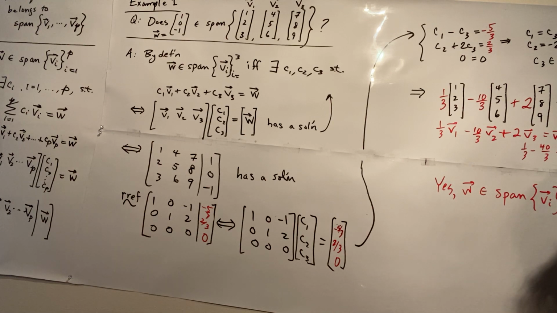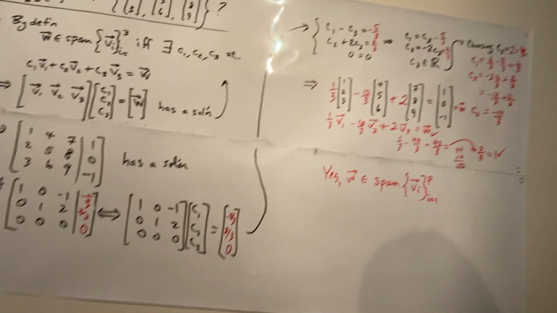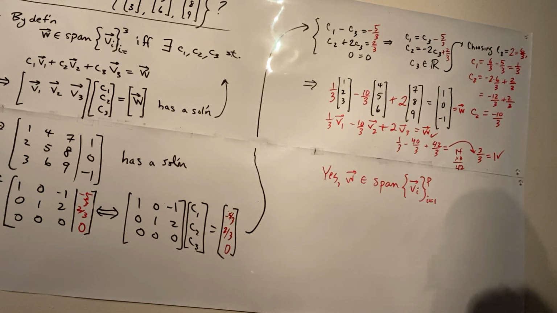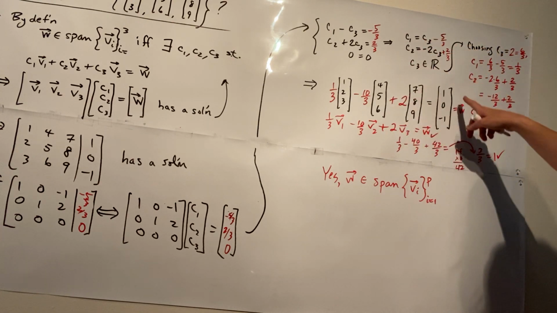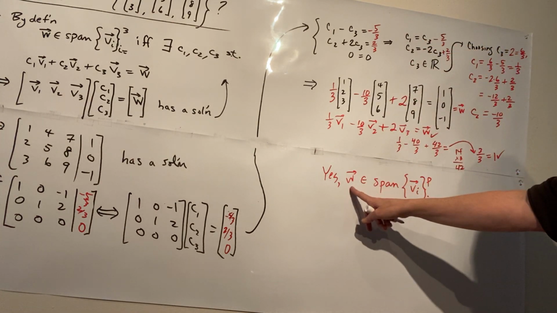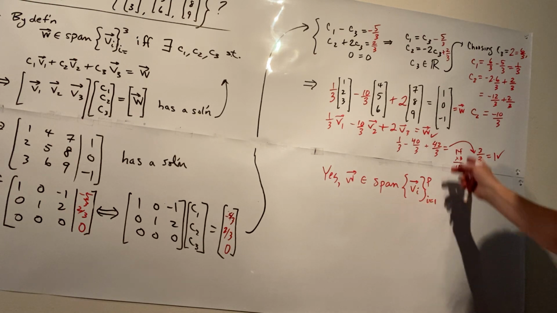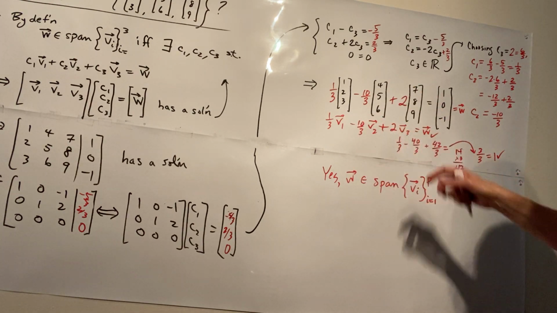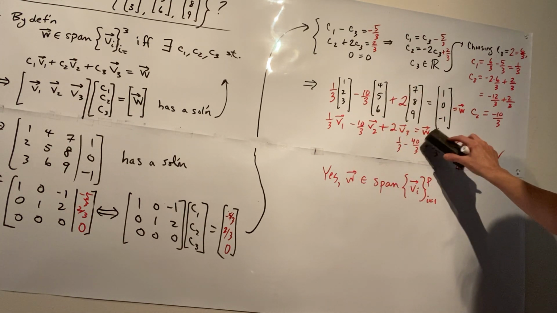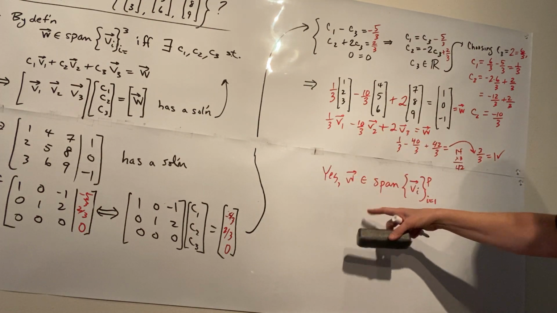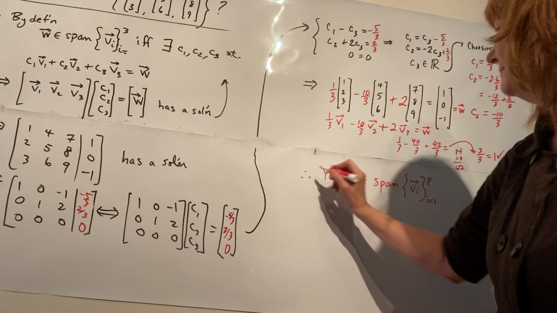Okay, so it belongs. Sorry about that. So what have we shown? Yes, W belongs to the span right here, because here it is written as a linear combination of those three vectors. Okay.